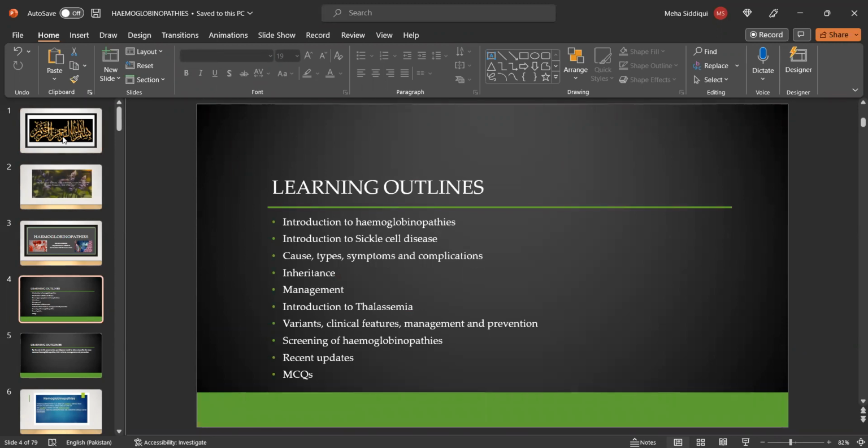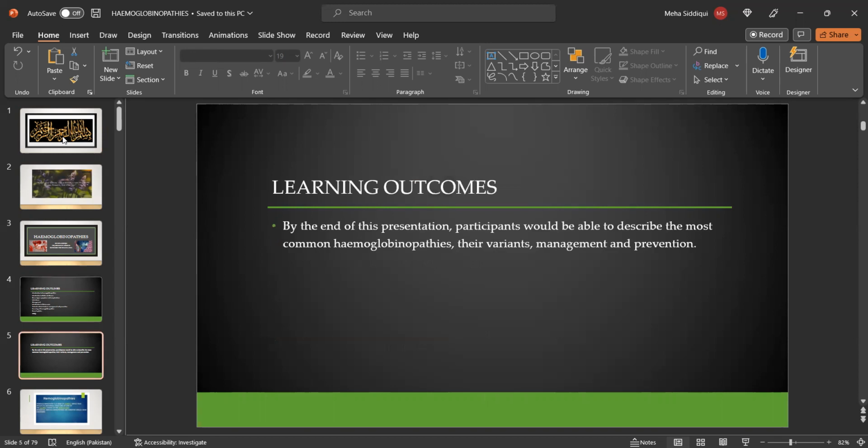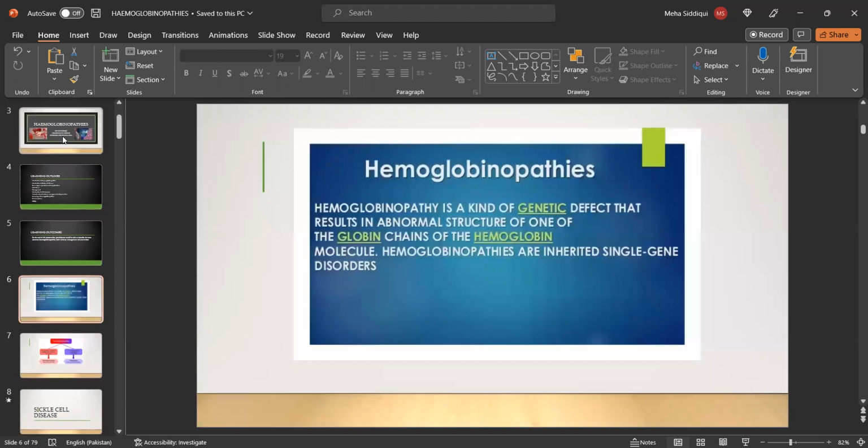Learning outlines: introduction to hemoglobinopathies, introduction to sickle cell disease, cause, types, symptoms, complications, inheritance, management, introduction to thalassemia, variants, clinical features, management and prevention, screening of hemoglobinopathies, and recent updates and MCQs in the end. Learning outcomes: by the end of this presentation, participants would be able to describe the most common hemoglobinopathies, their variants, management, and prevention.